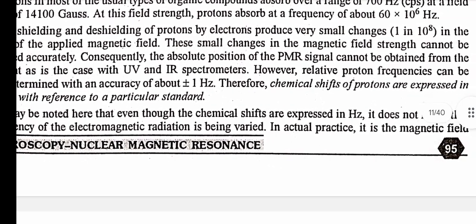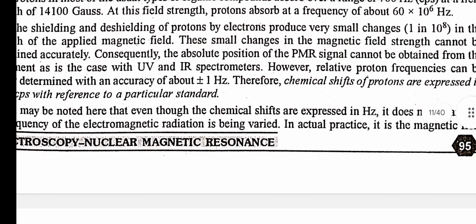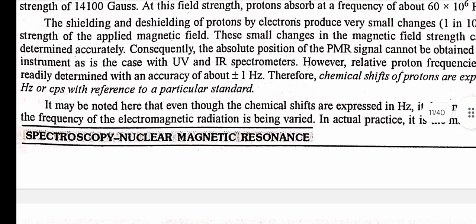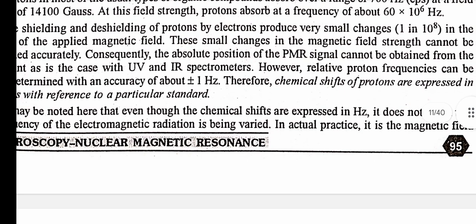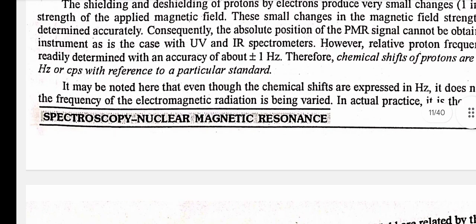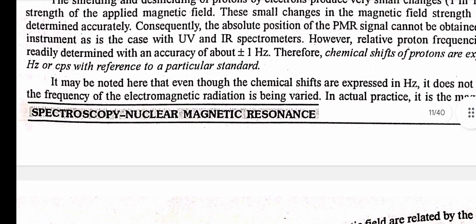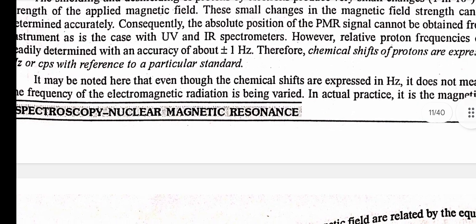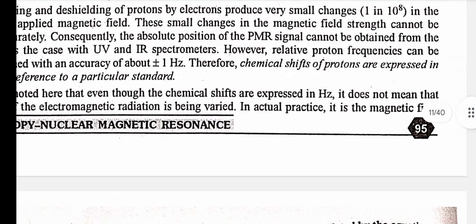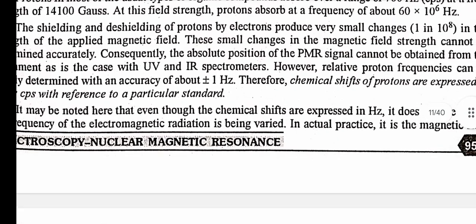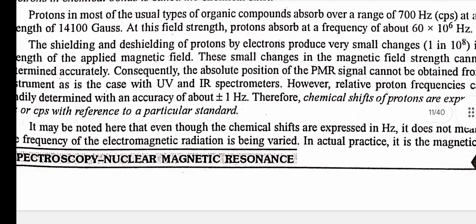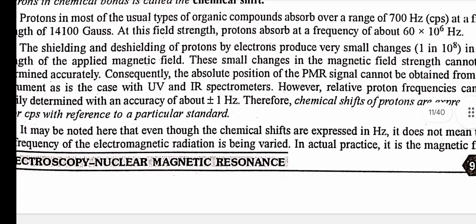Consequently, the absolute position of the PMR signal cannot be obtained from the instrument as is the case with UV and IR spectrometers. However, relative proton frequencies can be readily determined with an accuracy of about ±1 Hz. Therefore, chemical shifts of protons are expressed in Hz or CPS with reference to a particular standard. It may be noted here that even though the chemical shifts are expressed in Hz, it does not mean that the frequency of the electromagnetic radiation is being varied.